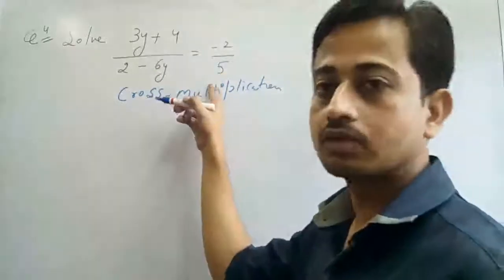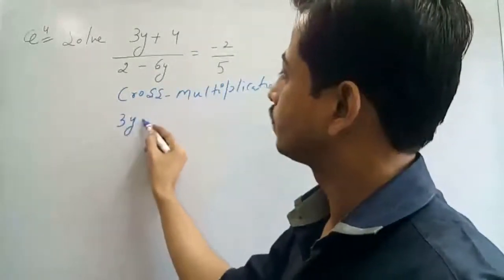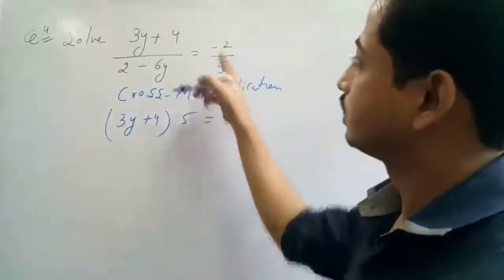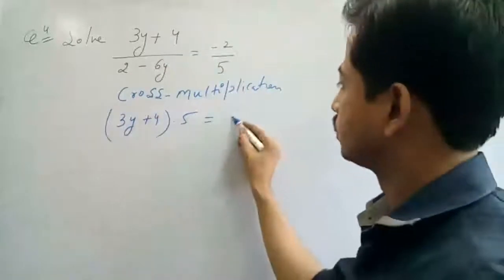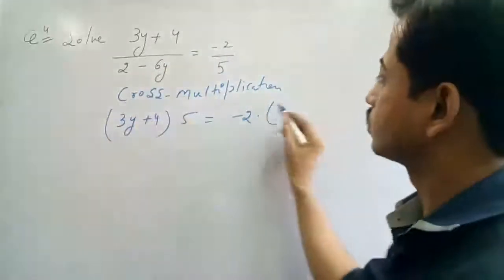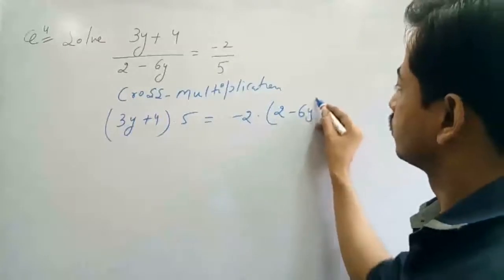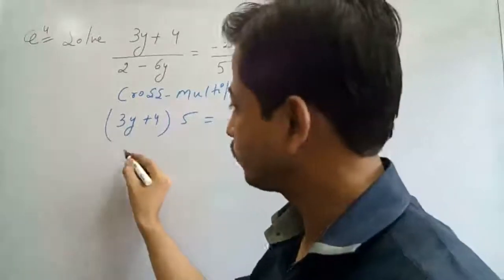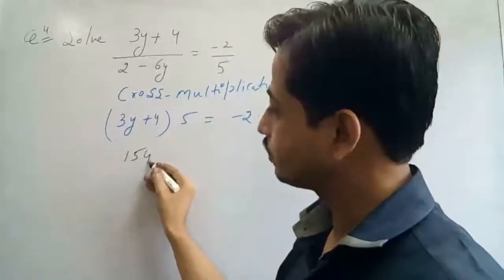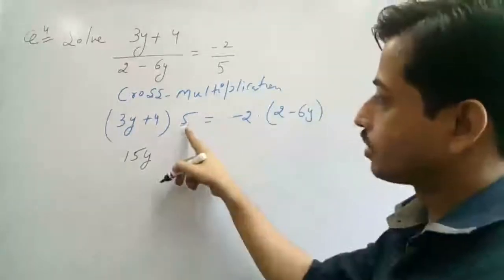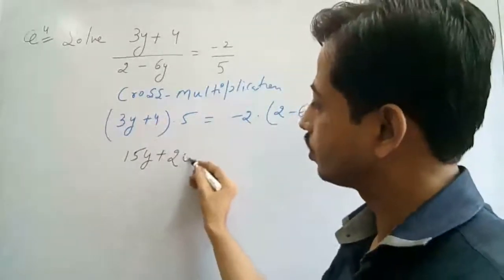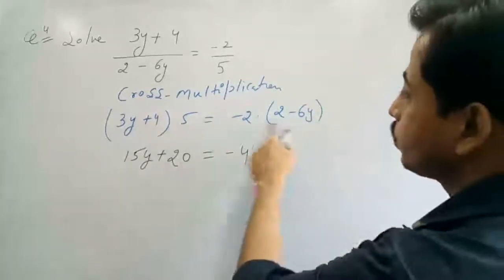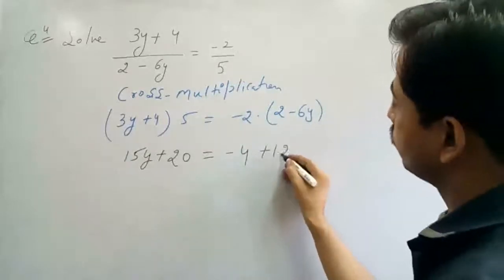Now this term is multiplied with 5. So 3y plus 4 is multiplied with what? 5. Same, this term is multiplied with minus 2. The term is 2 minus 6y. Now please solve it. 5 into 3 we get 15, and we write the variable as it is because the number is multiplied. 5 into 4 we get 20. Now minus 2 into 2 we get minus 4. Minus 2 into minus 6 we get plus 12y.